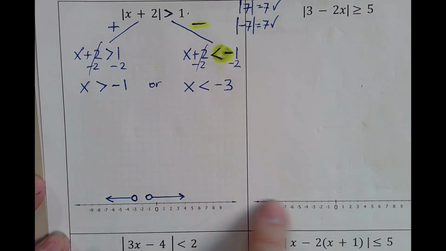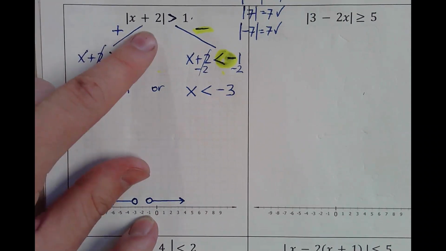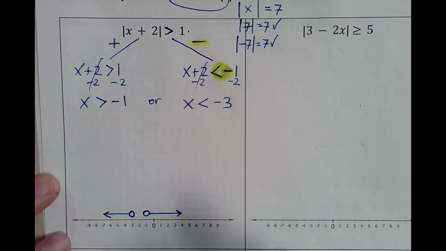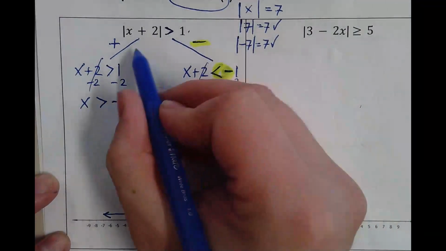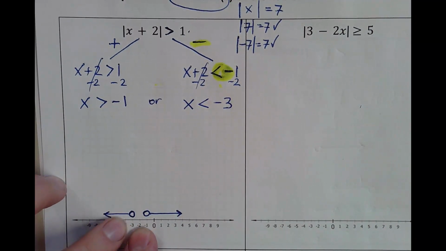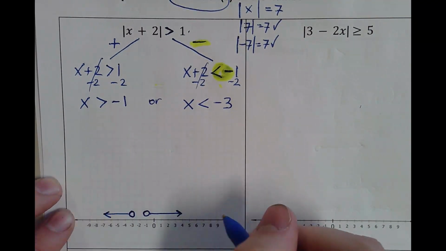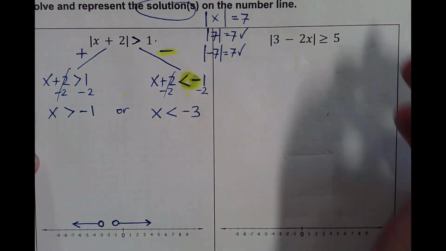That means if I plug in any number here, it will be true, except if I plug in a number in between here. For example, if I plug in -2, would that be true? What's -2 plus 2? 0. Is 0 greater than 1? No. So these boundary points tell me the answers that are solutions and the answers that are not solutions. Okay, let's move on to the next one.